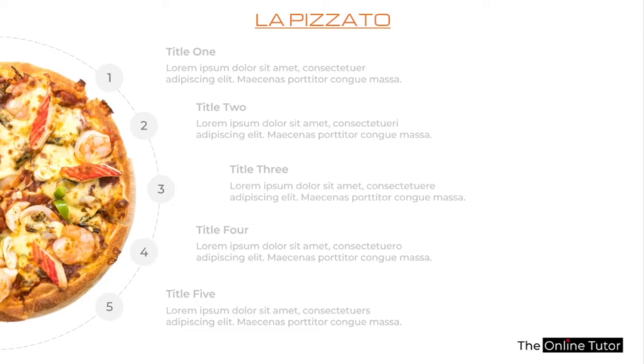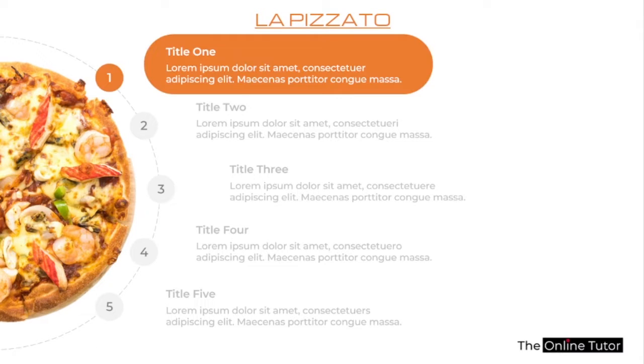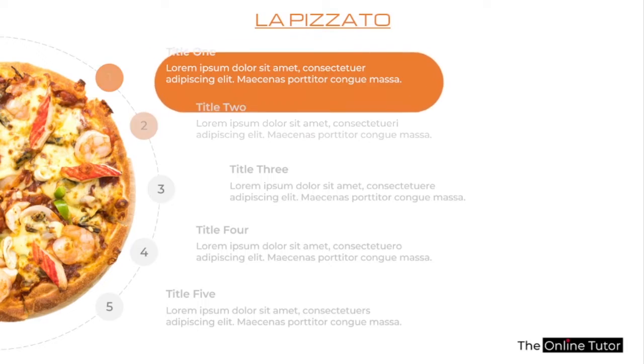Hello OT learners and welcome to today's video where we'll be talking about how to create this beautiful table of contents slide for a pizza shop. Now as you can see we have 5 table of content over here. We have 5 different content on this slide, and as you try to explain one of the contents, as you can see you are going to have this beautiful animation coming in.